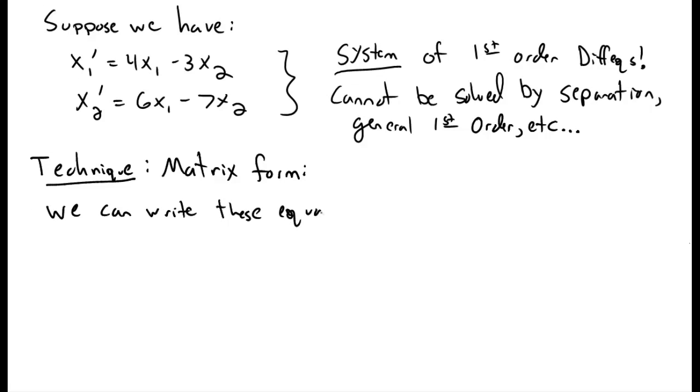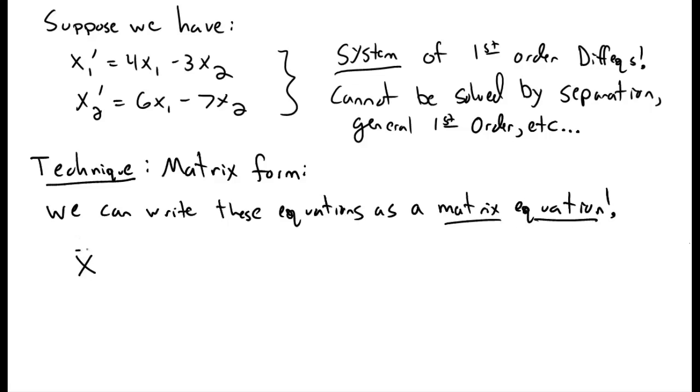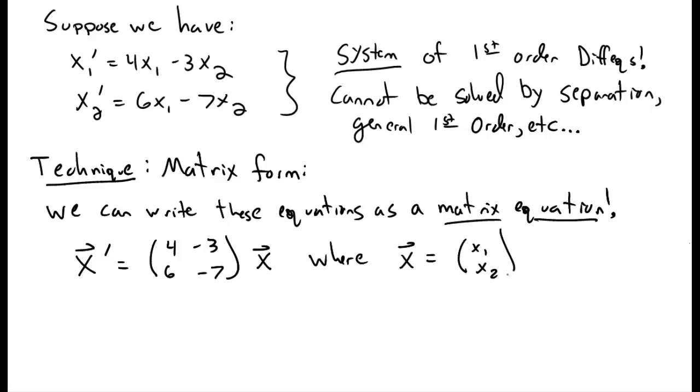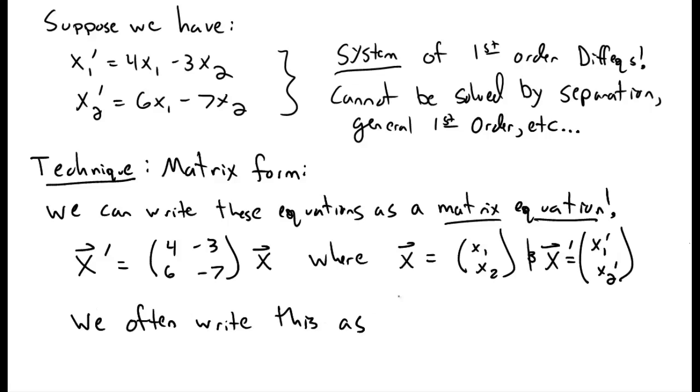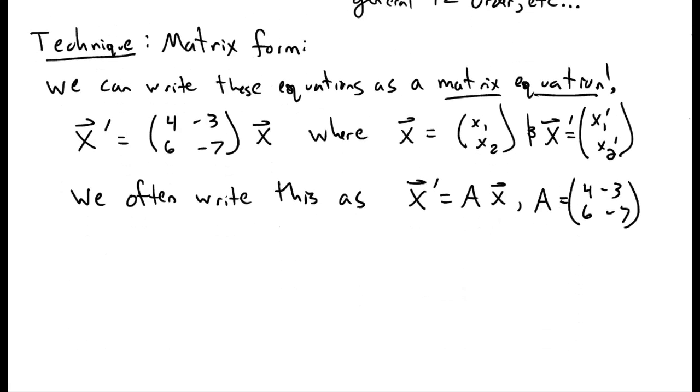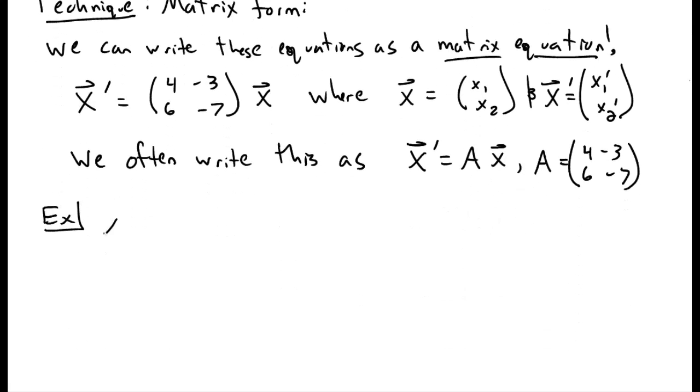The way we do that is we write it as a matrix product. So we write this differential equation as x vector prime is equal to some matrix times x vector, where x vector is x1, x2, and x vector prime is x1 prime, x2 prime. And you see that the entries of the matrix are the entries of our differential equation. Usually we write this as x vector prime is equal to A x vector, where A is this particular matrix.